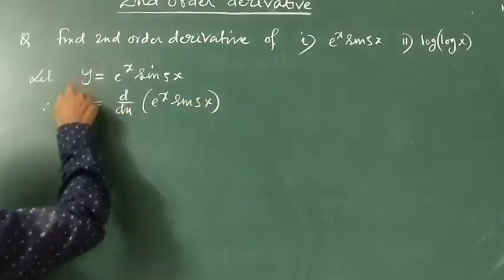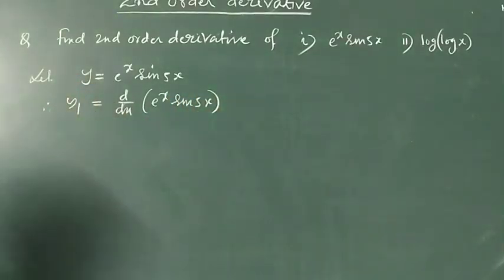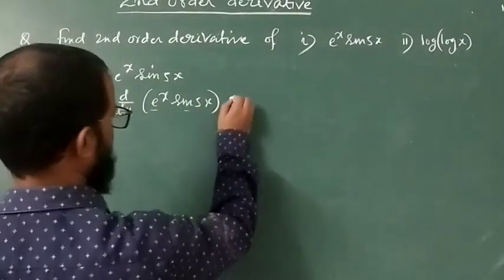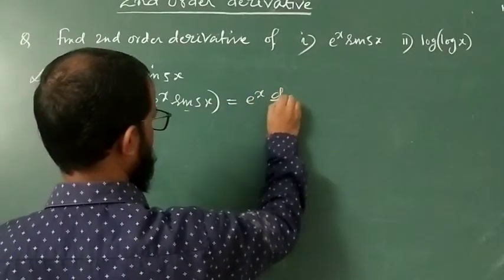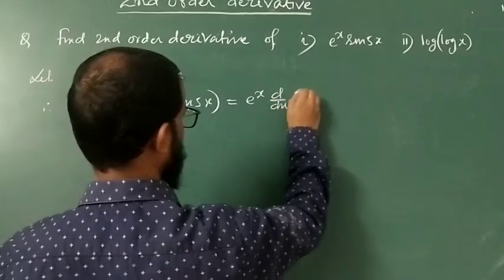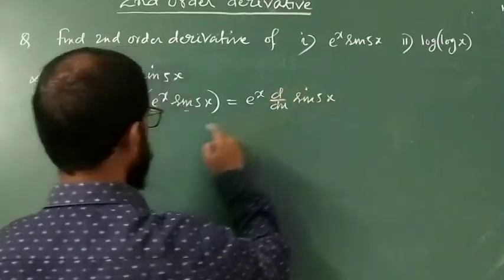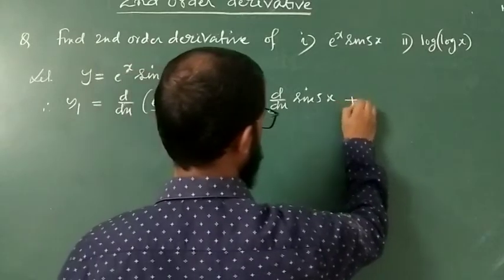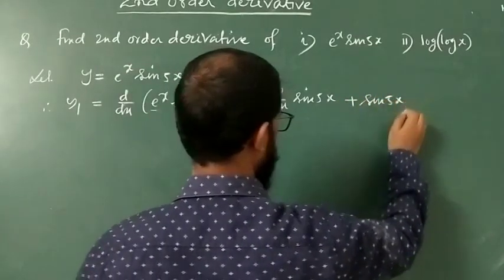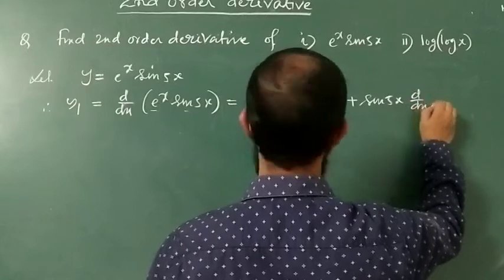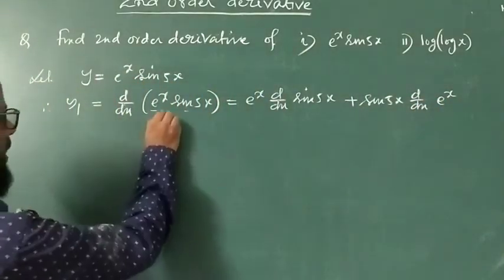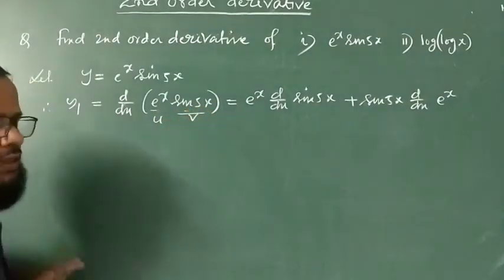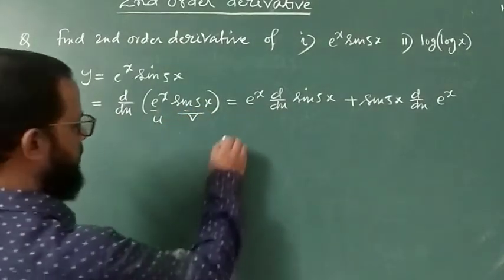And dy by dx is equal to y1. Now there are two functions, first function and second function. If you use the product rule, you know first function into d dx of second function, means u into d dx of b plus b into d dx of u. This is your u and this is your b. Use the product rule. I think you know already, you have solved many questions.